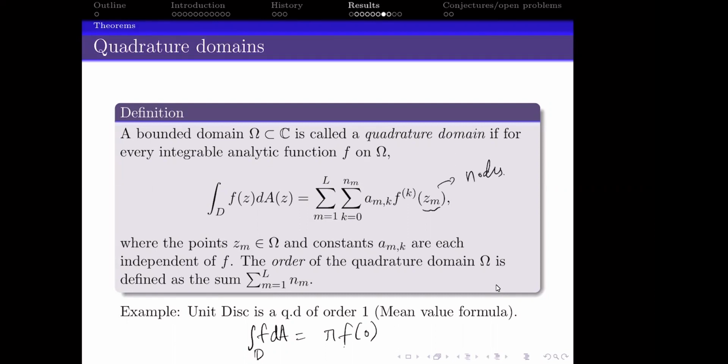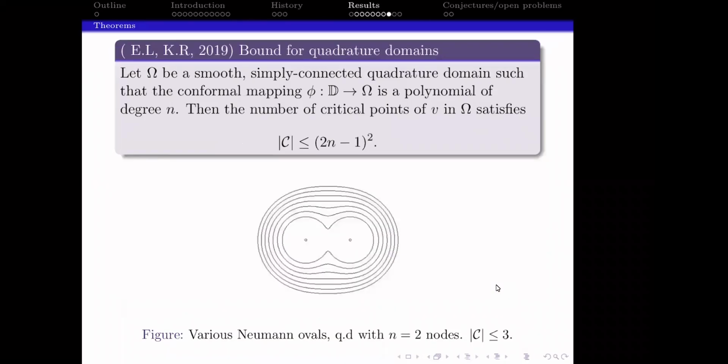Roughly the picture will look like this. Let's just draw some. That means the value of the integral only depends on the value of the function and a few derivatives at these points. So the disk is a quadrature domain of order 1. We have a bound on the number of critical points on some quadrature domains, not all of them, specific quadrature domains.